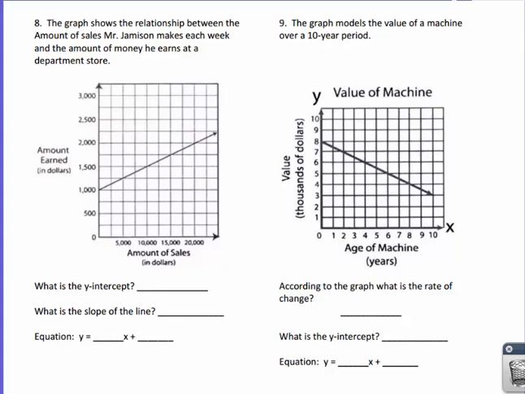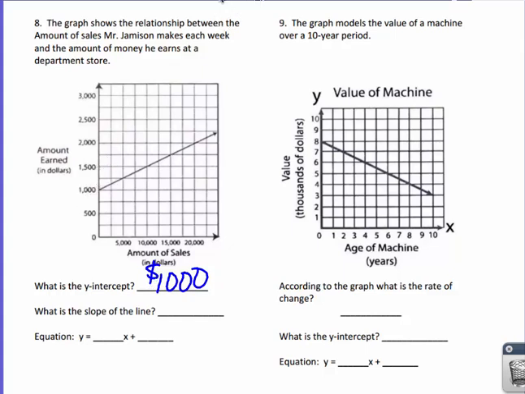And now we look at situations. Okay, and this one says the graph shows the relationship between the amount of sales Mr. Jameson makes each week and the amount of money he earns at a department store. So what is the y-intercept? Well, again, just because this is a situation, it doesn't mean it's any different. The y-intercept is where the graph crosses the y-axis. And in this case, it crosses at 1,000. And it would be in terms of dollars.